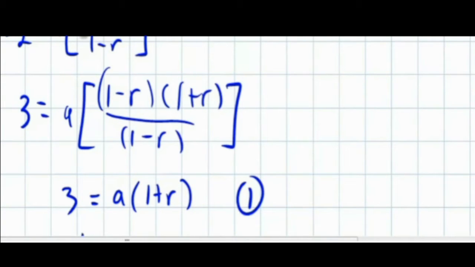So that's helpful. And then from there, we can simplify, right? So 1 minus r on top here cancels with this on the bottom, and we're left with 3 equals a times 1 plus r. So that's our first equation.